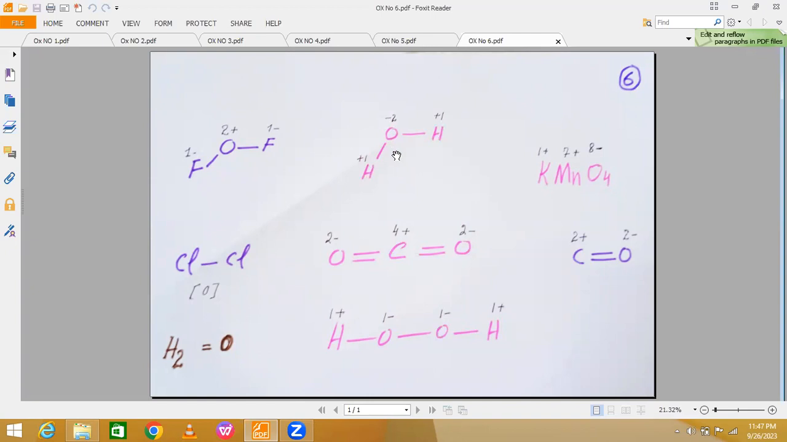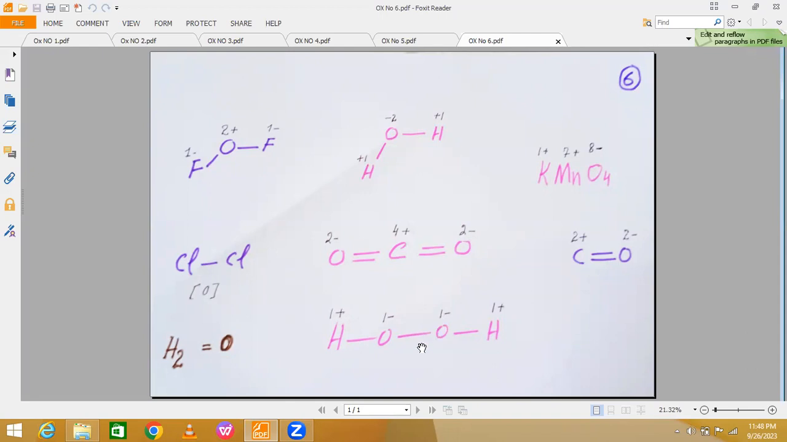In this way, we can find the oxidation state of the combining atoms in a molecule or in an ion. Now see the example here: carbon dioxide, oxygen always 2-, this oxygen 2-. So 2-, 2-, 4-, and ultimately carbon would be 4+. So the oxidation number of carbon in carbon dioxide would be 4+.